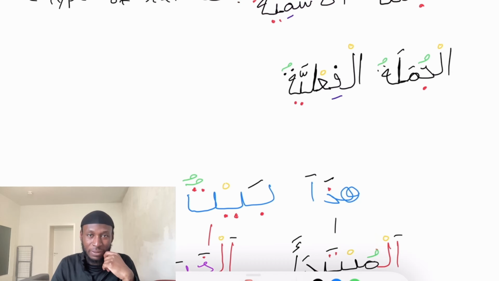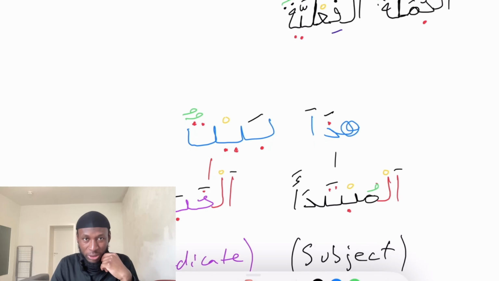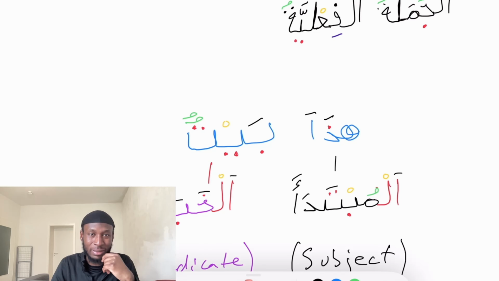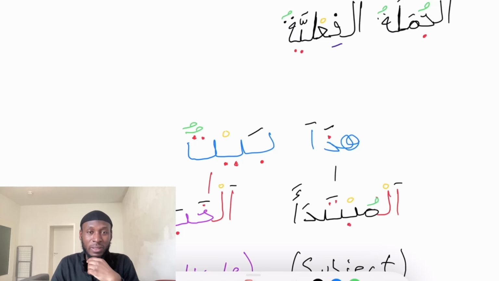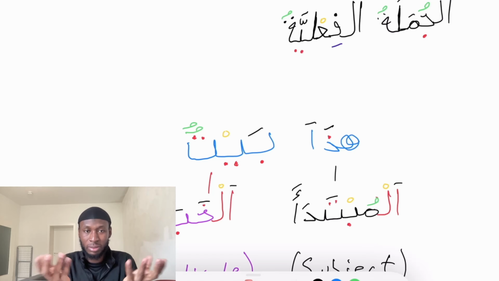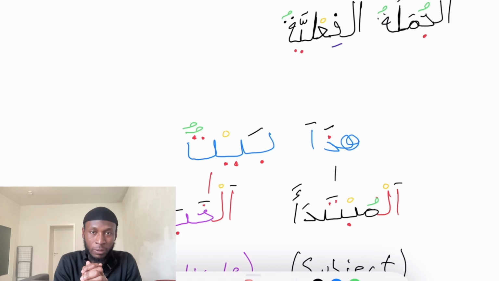Having said that, what type of sentence is هذا بيت? What type of jumla is it? So هذا, we say هذا is a noun. I don't know if I mentioned it yesterday, but هذا is a noun. We say it's a demonstrative pronoun, but in itself it is also a noun.